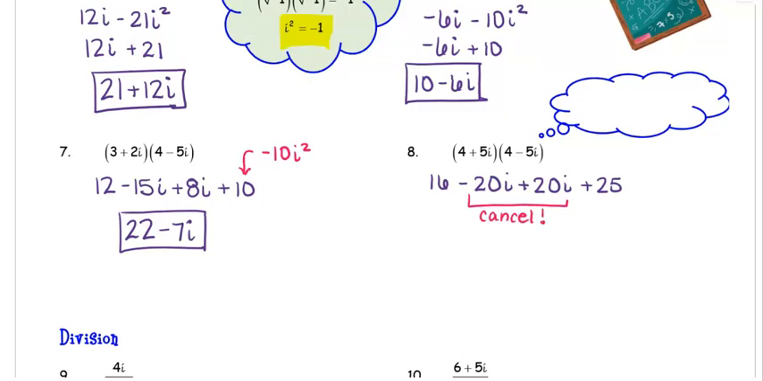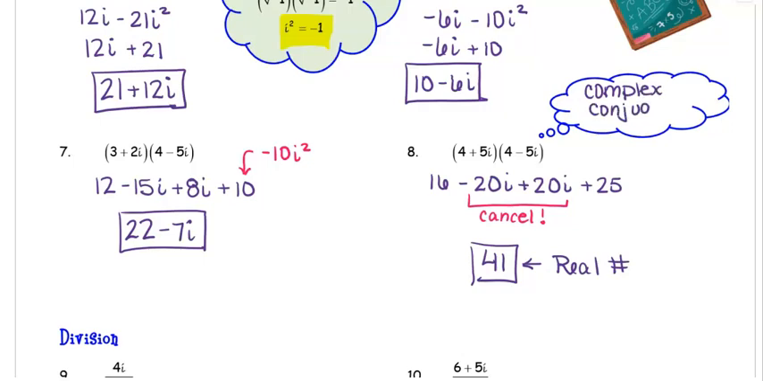That imaginary part is dropping out. 16 plus 25 is going to give me 41. This 41 is a pure real number. There are no imaginary parts. Now notice here, I had the 4 and the 4 to begin with. I had the 5i and the 5i to begin with. The only thing that was different was the plus and the minus. This right here is an example of what we call a complex conjugate.